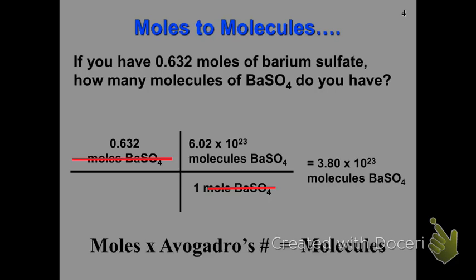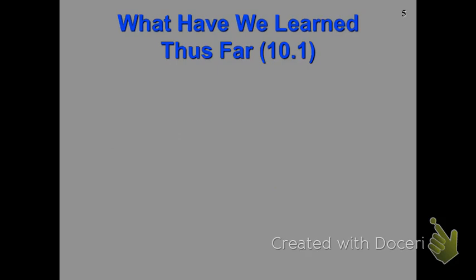So again, moles times Avogadro's number will equal the molecules. So if you have moles, you just multiply by Avogadro's number. If you have molecules, you divide by Avogadro's number. So this was a homework that we did a few days ago, and most of you seem to have a handle on it. So that's the first thing we've learned. What else have we learned?